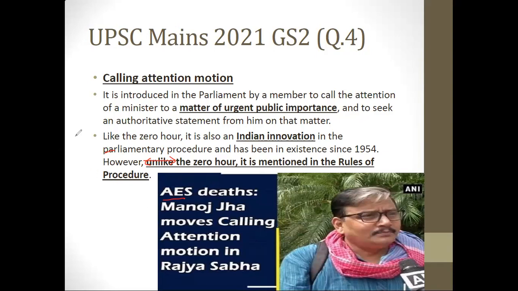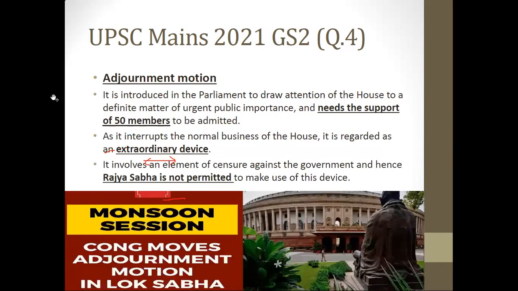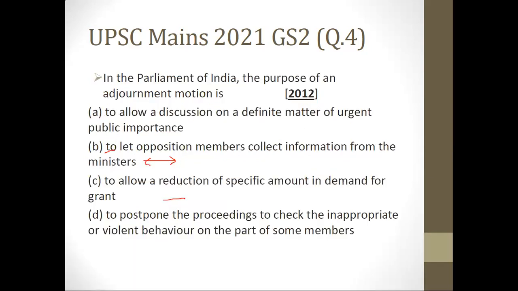Then there is also one other motion, that is the adjournment motion. The difference between calling attention motion and adjournment motion is that an adjournment motion can only be introduced in Lok Sabha. A calling attention motion can be introduced in either of the houses. Then an adjournment motion needs the support of 15 members, but a calling attention motion can be introduced individually. So these are some ways by which Parliament is exercising control over the executive. Right? Then you can talk about no confidence motion, censure motion. And there was one question also on adjournment motion asked by UPSC in 22.